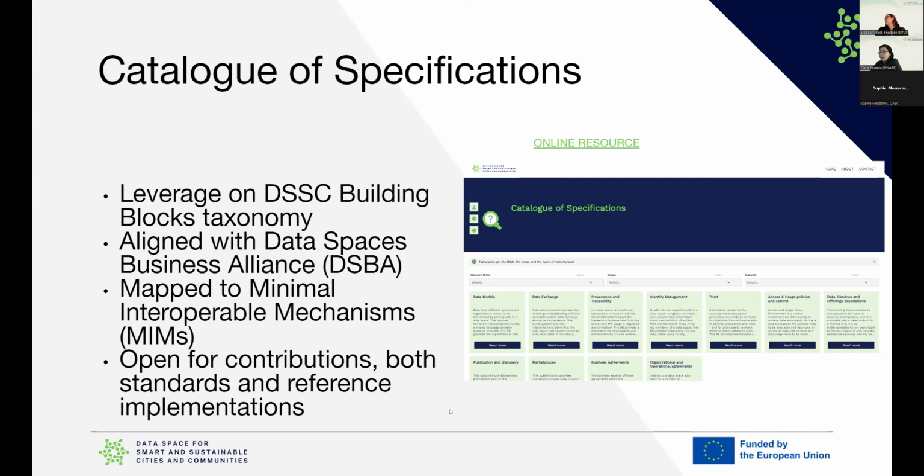For that, we are relying on the Data Spaces Support Center taxonomy of building blocks. We are fully aligned with the Data Spaces Business Alliance, and we have also followed the minimal interoperable mechanism, so we are able to map these building blocks with the different means. The catalog is online. I have put the link here, and it's always open for contribution. In case you miss some specifications or some reference implementation, through the website you can propose your own suggestions.